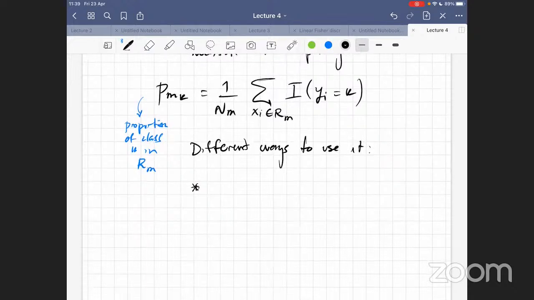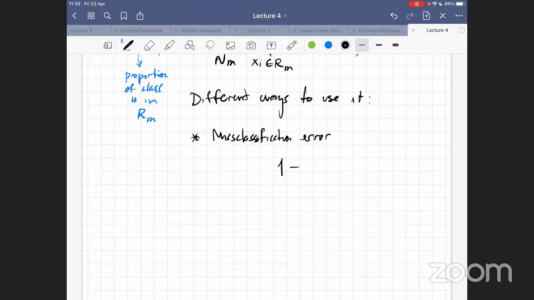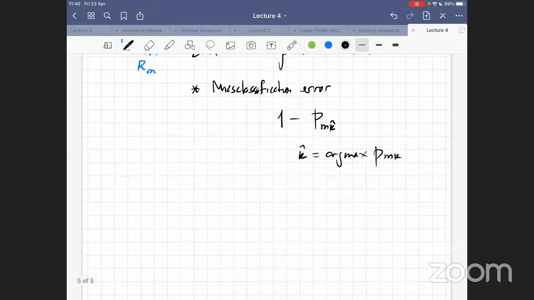The first one, this is the easy one, misclassification error. The misclassification error is just 1 minus this. But here I am saying that k hat is just the class that maximizes the impurity. But then I can find the misclassification error. I can build my misclassification error like this one.